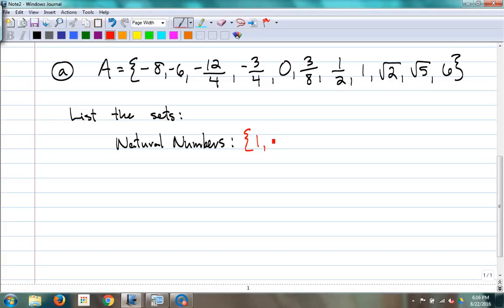1 and 6. Good. Why is -8 and -6 not in that? They're negative. Negative numbers aren't natural. Negative numbers are integers, right? Okay? So 1 and 6 are the only natural numbers that we have.